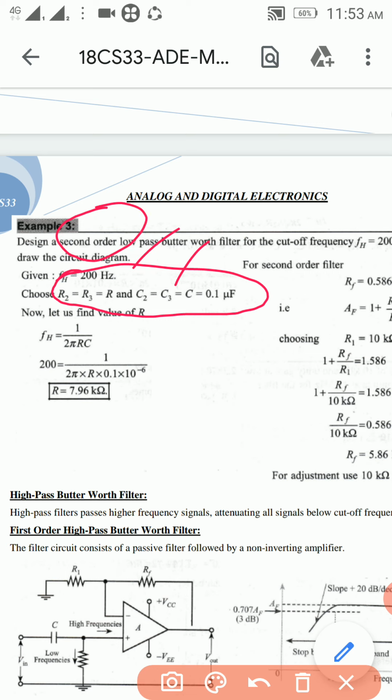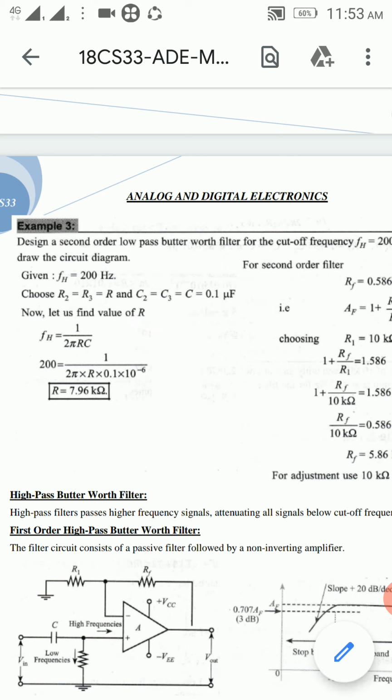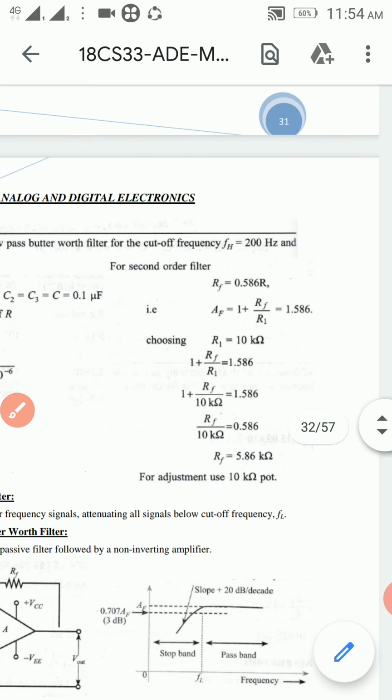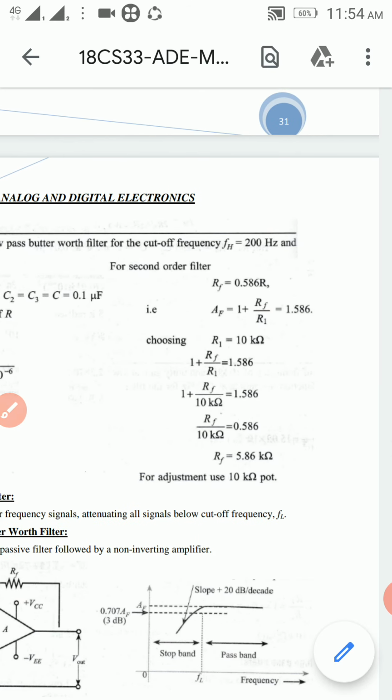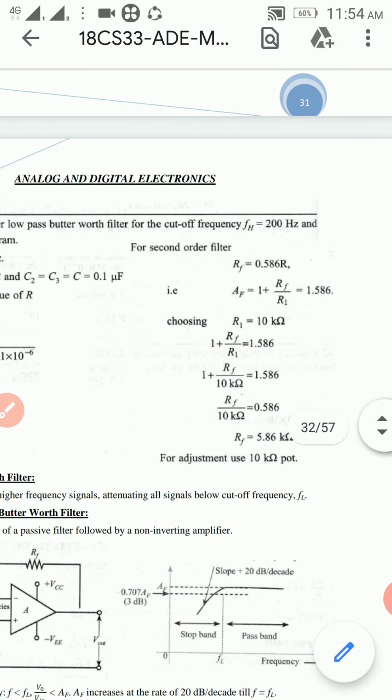So FH is equal to 1 by 2 pi RC. Directly I am taking it because of this condition. So 1 by 2 pi RC, C we know, R we don't know, and FH we know, right? 200. So we'll find out R from here. Coming to this side, for the second order low pass filter, RF we will get this value, right?